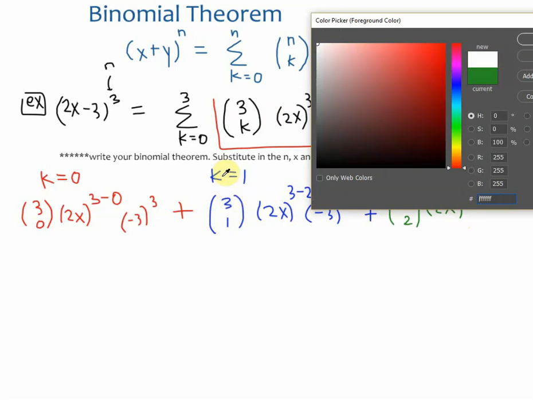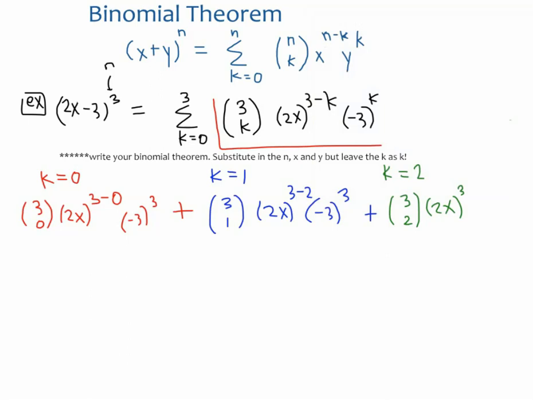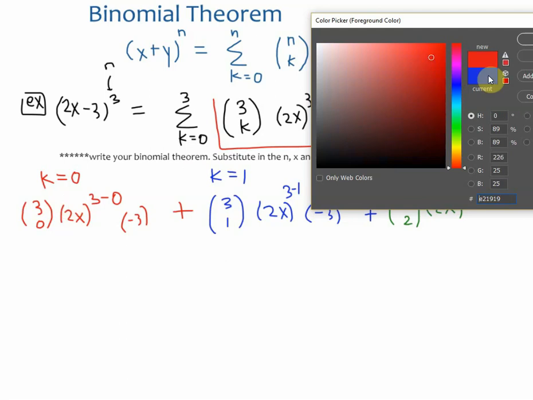Let's go back to this one and fix it real quick. Sorry if that was confusing. This one is wrong too. Let's go back and fix it. This was k, 2x. This should be 3 minus k, which is 1. This one should be negative 3 to the first power because k is 1. Okay, fixed that one. Now let's look at this one.